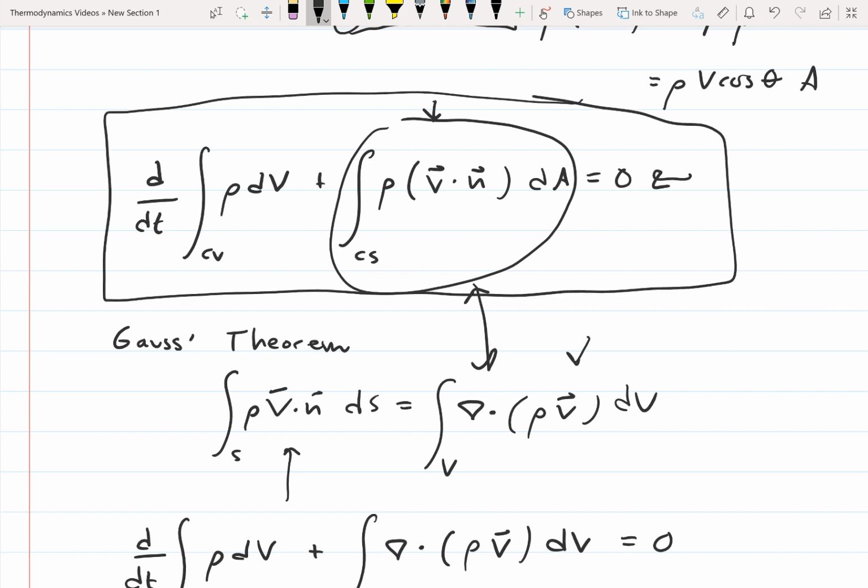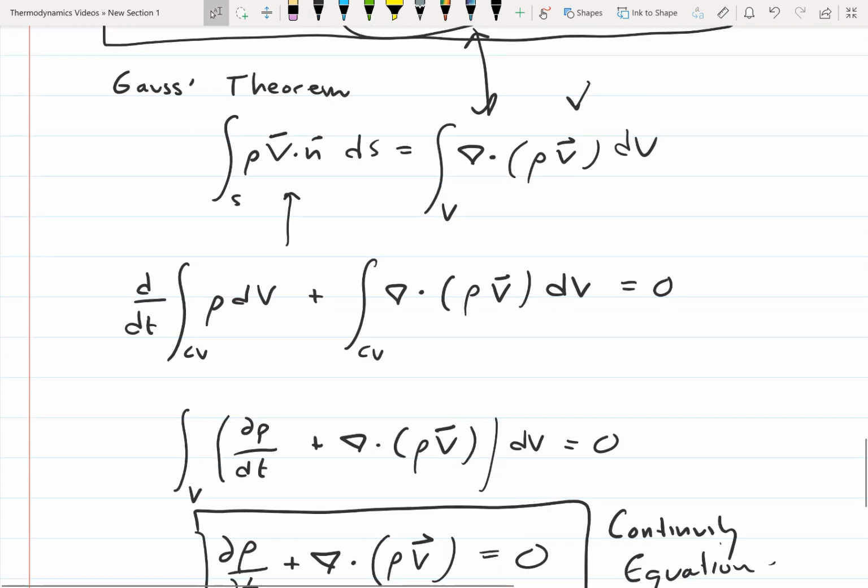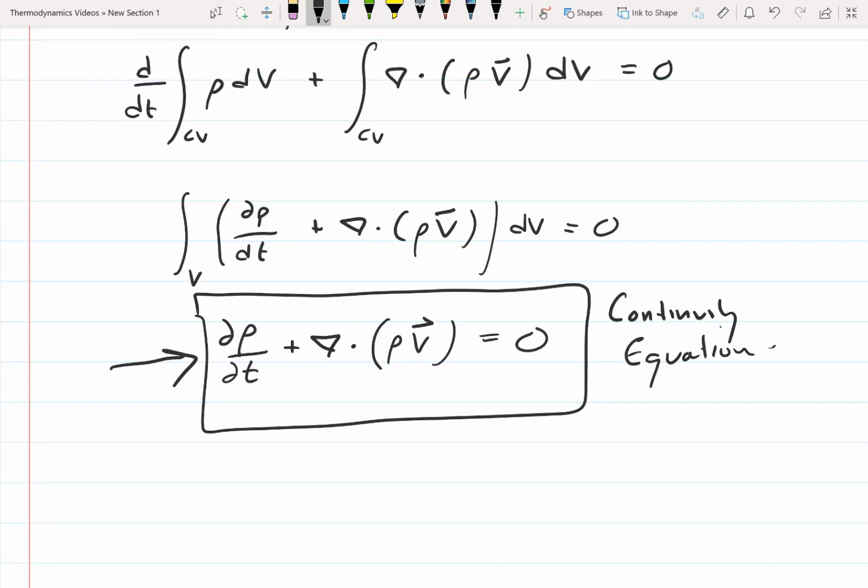So this just says that the change in the mass in the control volume with time plus the mass flow is basically equal to the mass flow in or out of the control volume. So what this is basically saying is that the change of the mass with time, and then this term, the divergence, physically represents the rate at which density exits or enters a given region of space. So this equation is basically saying the same thing.